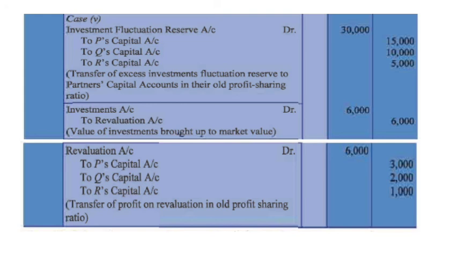So students, today we have learned how to do journal entries for accumulated profits, losses and reserves of partners when there is a change in profit sharing ratio.